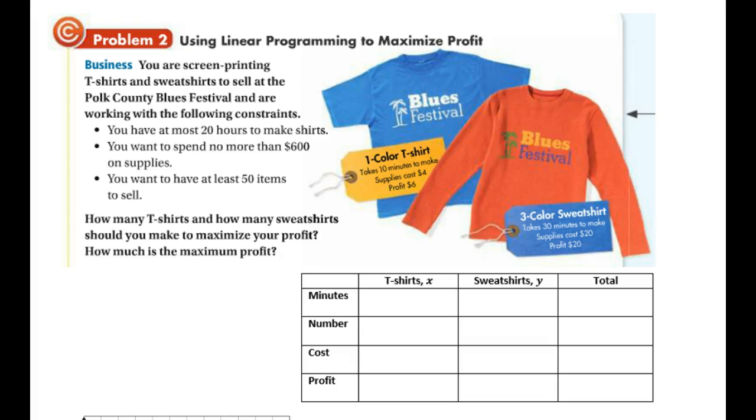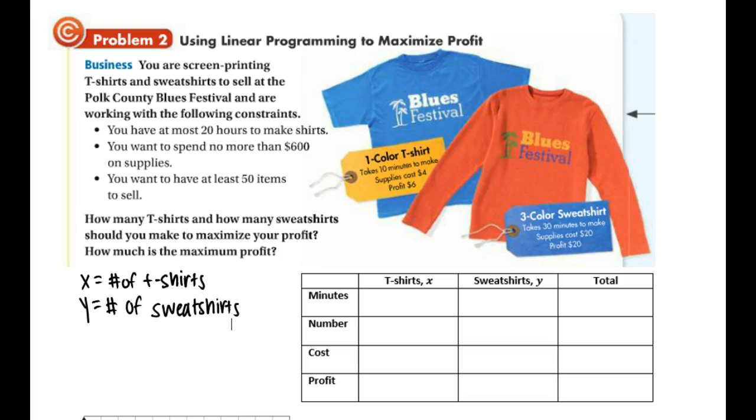We need to figure out how many t-shirts and how many sweatshirts should you make to maximize your profit, and how much is the maximum profit. So let's take a moment and look at the givens and then identify the variables. I'm going to let x equal the number of t-shirts made and y equal the number of sweatshirts made. So let's use this table to organize the information that we have.